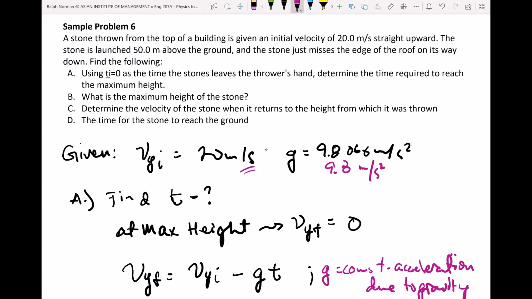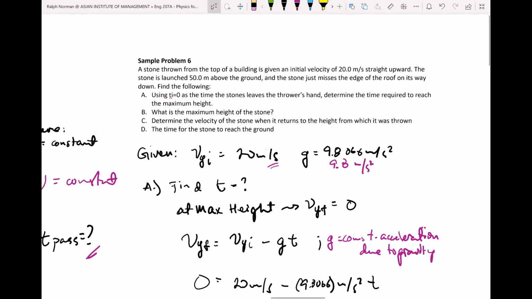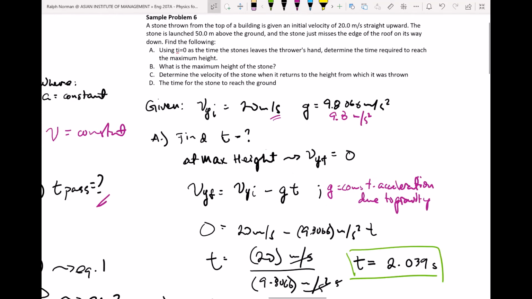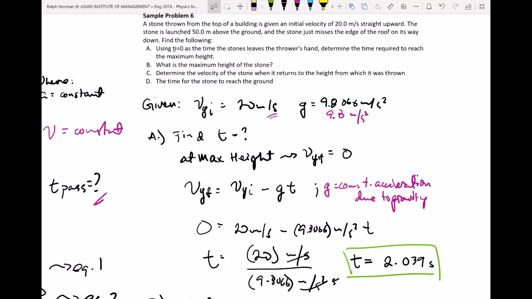Okay, the stone is launched 50 meters above the ground, and the stone just misses the edge on its way down. We are to find the following. Okay, let's deal with them one by one. First one is at initial time 0 seconds. Determine the time required to reach the maximum height.